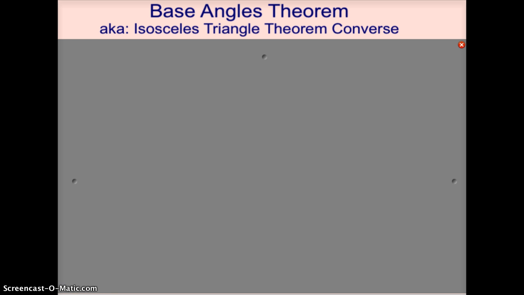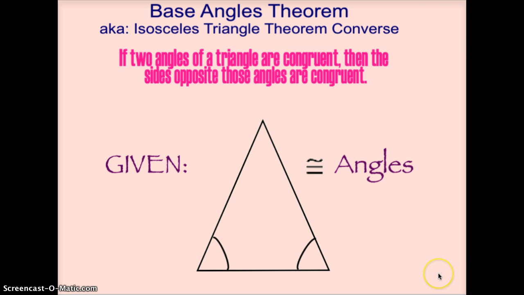The second theorem is the isosceles triangle theorem converse, but we call that the base angles theorem. And that's because you'll be given the base angles. If two angles of a triangle are congruent, then the sides opposite those angles are congruent. So in this one, the base angles theorem, you are given that you have two congruent angles. And then the sides opposite those two congruent angles are also congruent.